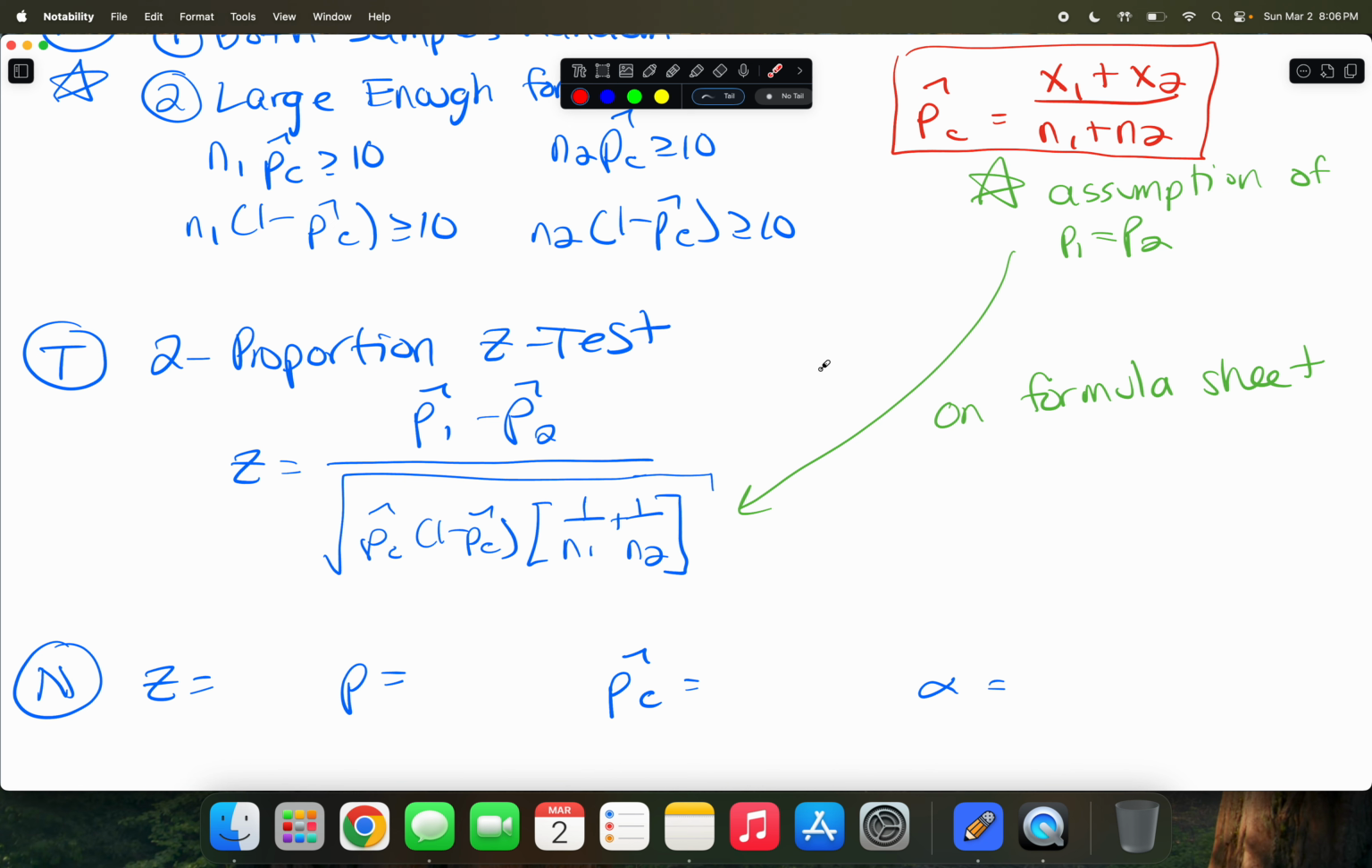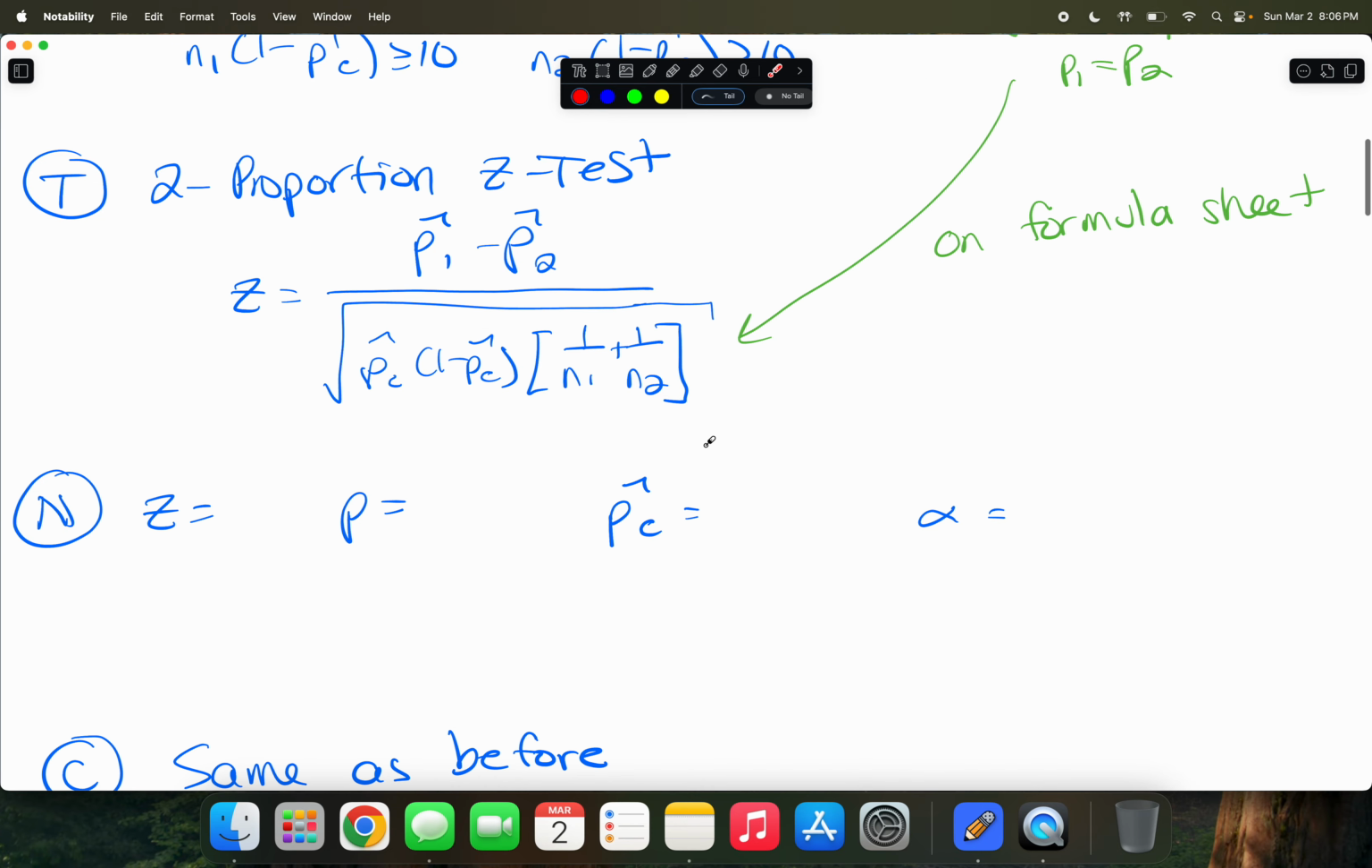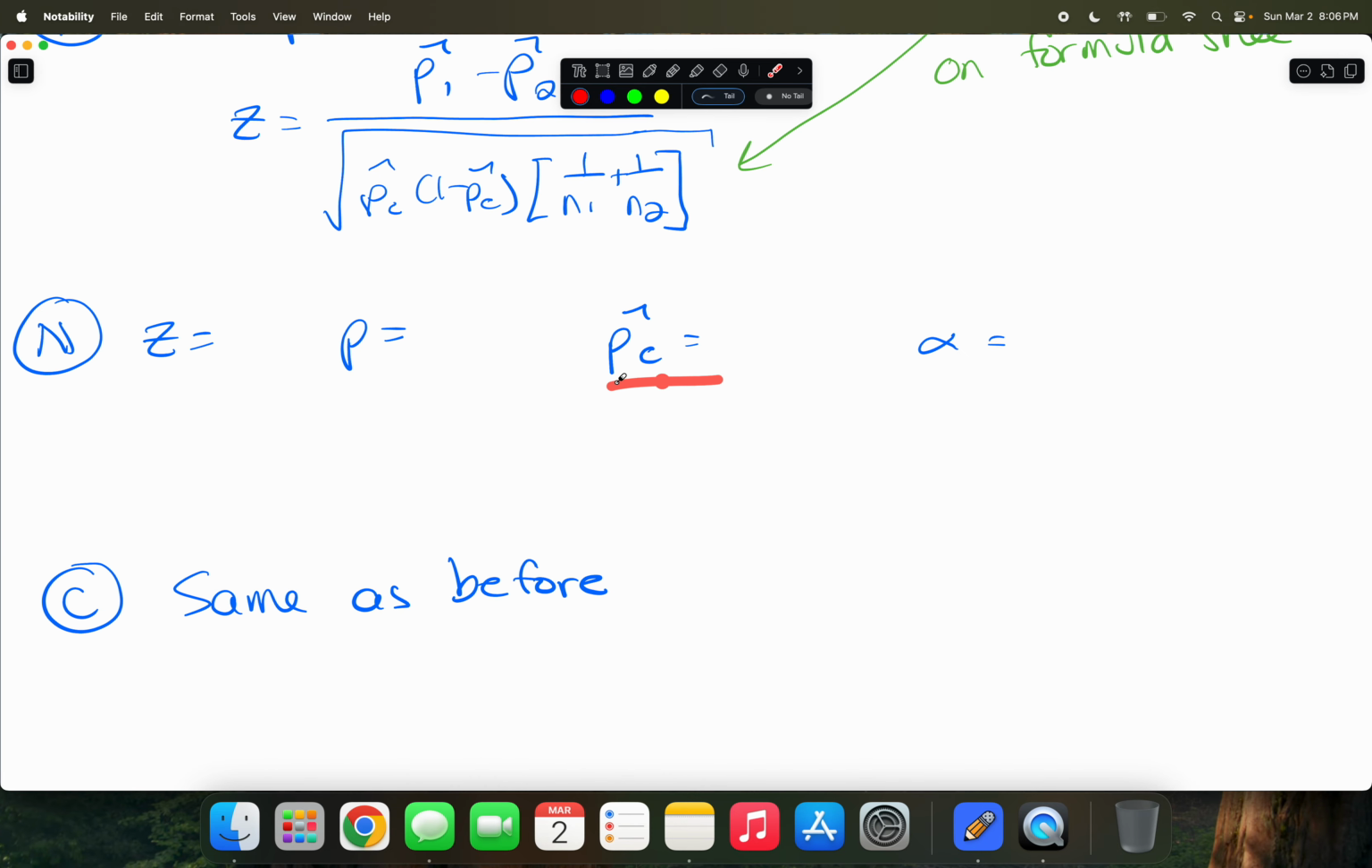And again, this formula is only for the multiple choice. If it's a free response question, you can 100% just write two proportion z-test and move on with your life, which is what I highly encourage you to do. For our numbers section, I put this here. You don't have to list it here, but that combined proportion has to show up somewhere, whether it's in your assumptions or it's down here. It's got to be there somewhere in the problem.